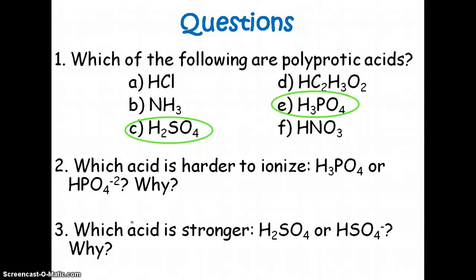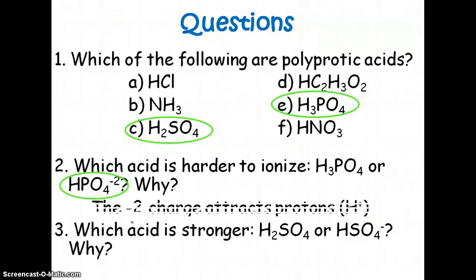All right, so now let's look at which acid is harder to ionize. So you got H3PO4 or HPO4 2 minus. Okay, and why? Well, hopefully you said that HPO4 2 minus is harder because it's charged, number one, and it's already lost some protons, some H pluses, okay? And because it has that charge, it's attracting H pluses towards itself. So it gets harder and harder to remove them once you take the first one off. So the first hydrogen comes off easiest, and then it gets harder and harder.